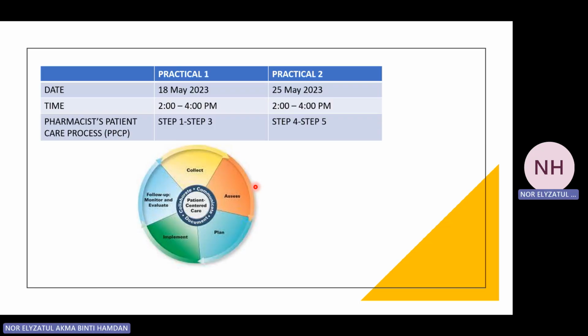This practical will be conducted this week on Thursday and next Thursday, 18 May and 25th May, from 2 to 4 p.m. This week, practical 1 will cover step 1 until step 3 in the pharmacist patient care process, PPCP. Next Thursday in practical 2, it will cover the remaining steps in the PPCP, which is step 4 to 5. The venue and the lecturer in charge of the respective group, I will email them. I will upload in the future.